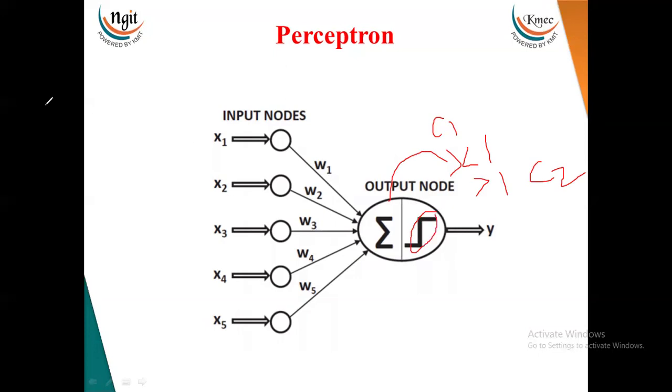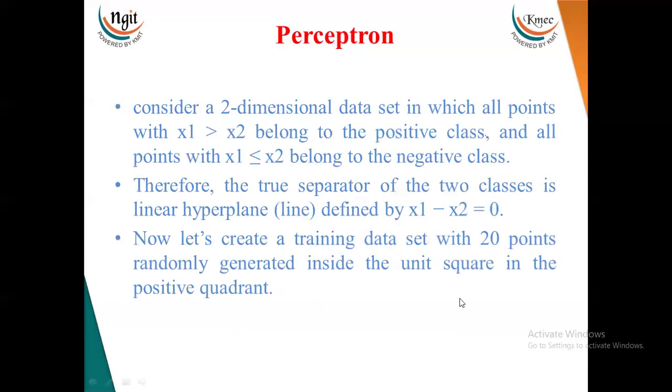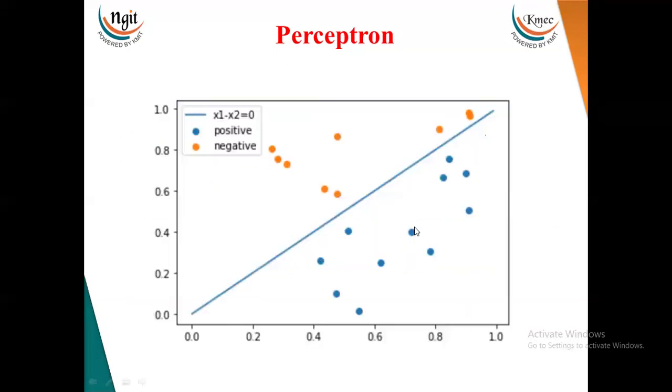So this way I can use one perceptron, a single layer perceptron model, in order to find the linear separability of the given values. Exactly. So here we'll have a two-dimensional data set with all the points. We are taking x1 greater than x2 as the positive class and x1 less than x2 as the negative class. So I'm defining a hyperplane defined by x1 minus x2 equal to 0. Then we'll create one data set with 20 points.